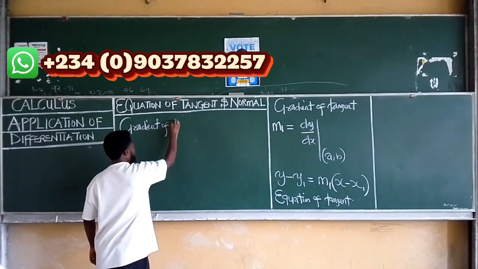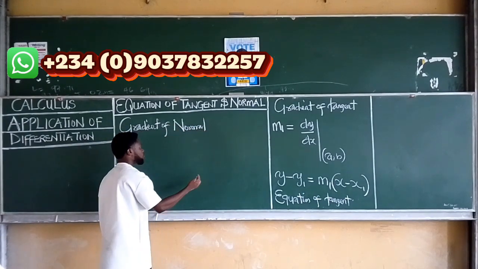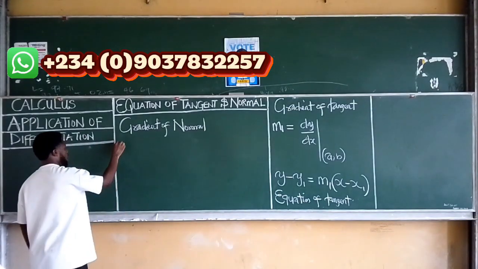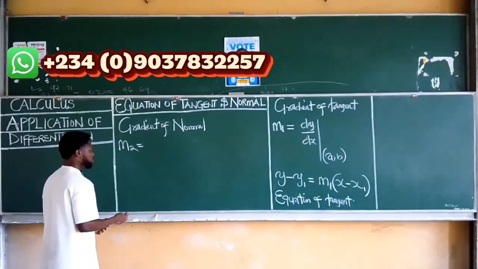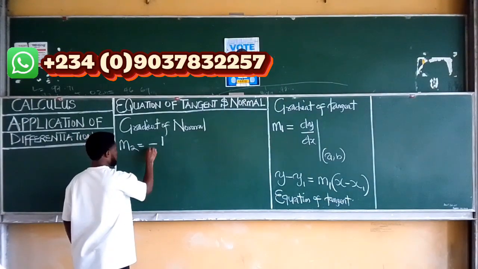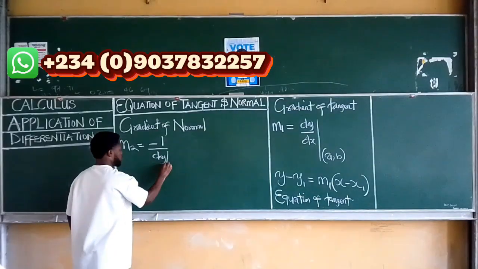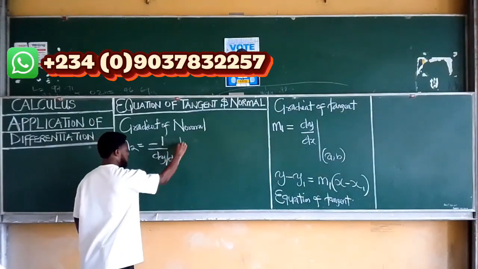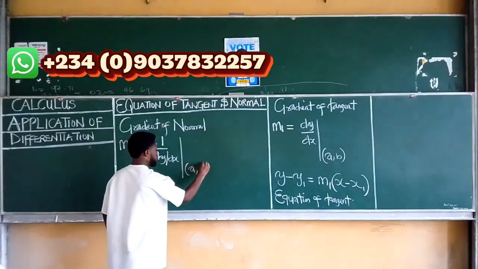Also, from our previous lesson, let's recall that the gradient of a normal to the curve was given as m2 is equal to minus 1 over dy over dx at a point, let's say (a, b).